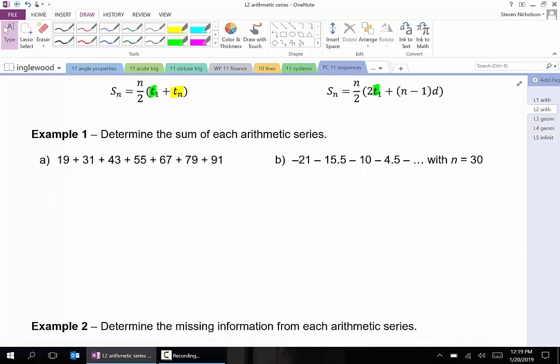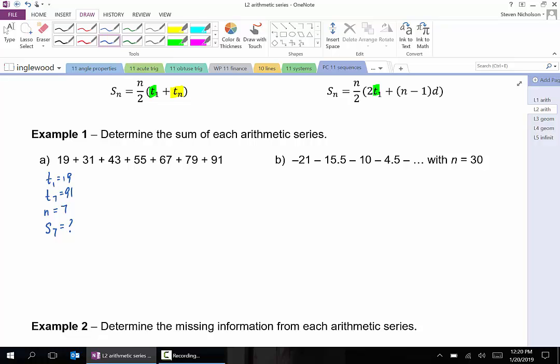So let's go through some examples, and again, it's all about using the right formula and doing the right algebra. In this first example, I have the first term 19, I have the last term 91, so we're going to use this first formula, and we have 7 terms. So T1 is equal to 19, T7, the 7th term, is 91, and there are 7 terms, and what I want to figure out is the sum of that arithmetic sequence.